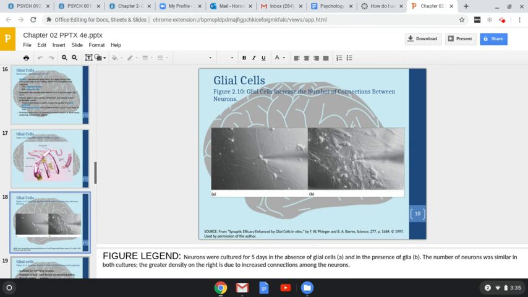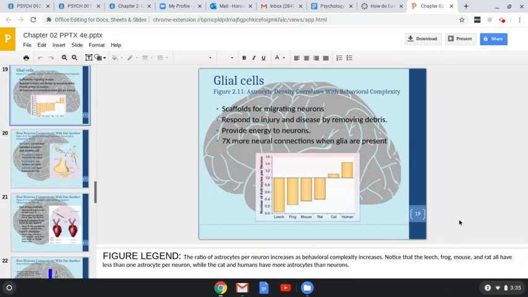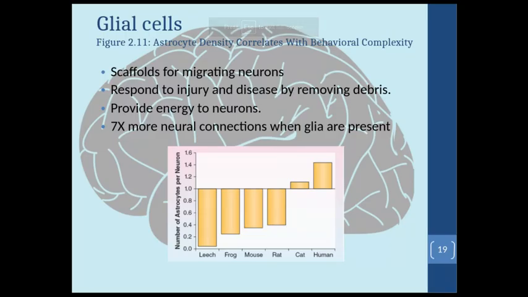So let's move on a little farther down the line. And again, glial cells do pretty much everything. So the answer is all of the above. Glial cells are helper cells. They migrate. When neurons are migrating, they help to put them in their final spot, so they're nice and organized in columns and rows. They respond to injury and disease by removing debris and bad things. Any cells that die off get eaten away and flushed out with the help of glial cells. Nutrients and energy are provided by glial cells.